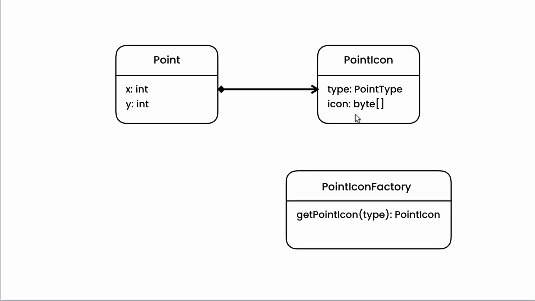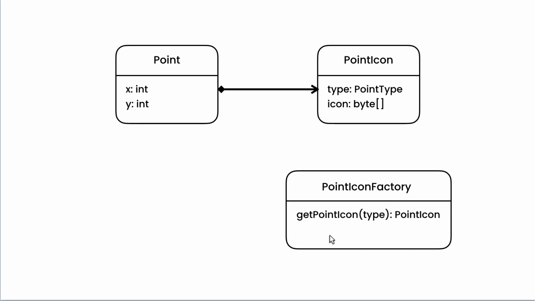We should introduce a new class called point icon factory. As the name implies, this class is like a factory. It's responsible for producing objects. So in this class, we're going to have a single method called getPointIcon. It takes a type and returns a point icon object.